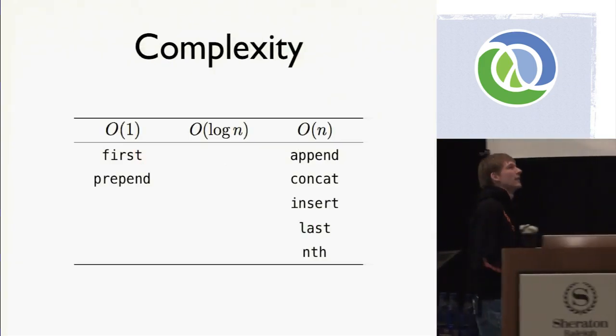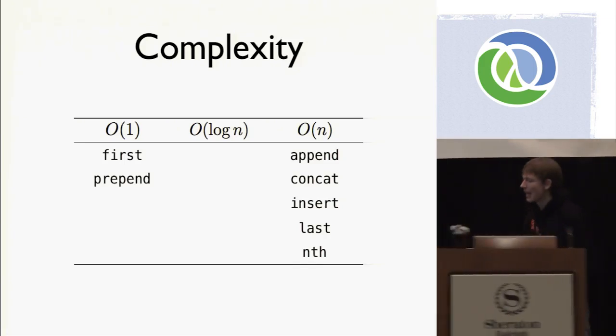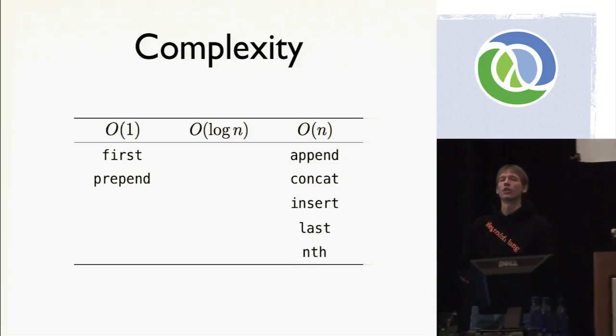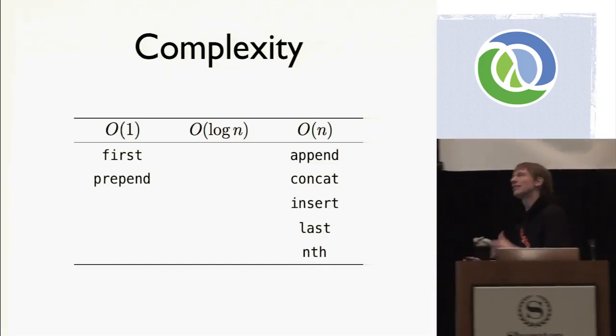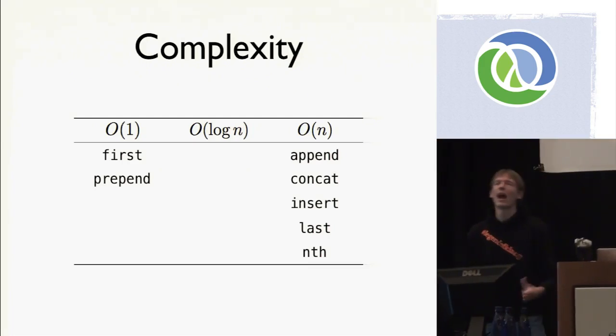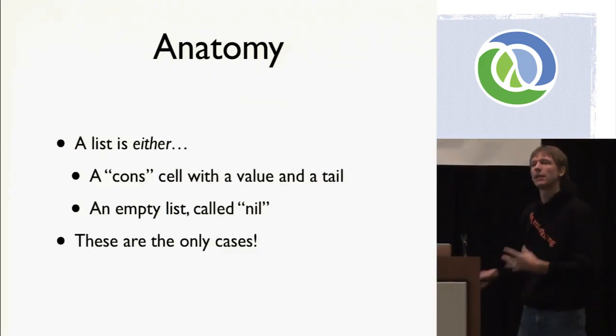So the complexity bounds for this data structure are somewhat unimpressive. We can get at the head of the data structure in constant time, but essentially, anything else we might want to do with it is going to be linear time, which is a little annoying, but in practice, you can make a lot of things work with it. The nice thing about it is it's very simple to implement.